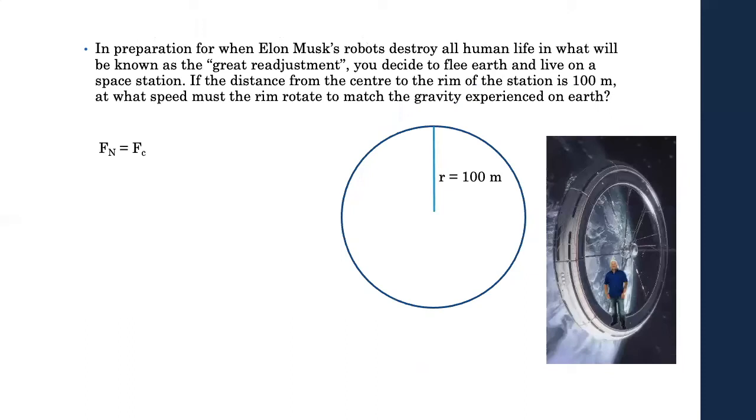Guy Fieri's back. In preparation for when Elon Musk's robots destroy all human life, in what will be known as the Great Readjustment, you decide to flee Earth and live on a space station. If the distance from the center to the rim of the station is exactly 100 meters, at what speed must the rim rotate to match the gravity experienced on Earth? I've given you a head start by telling you that the normal force is equal to the centripetal force.